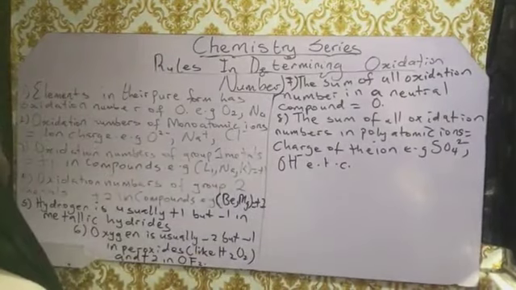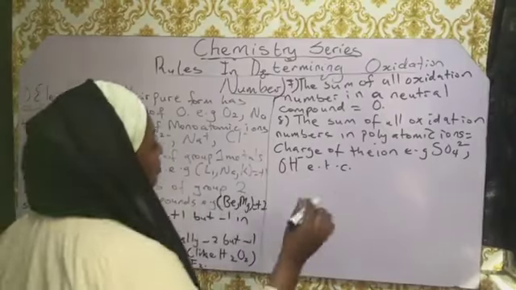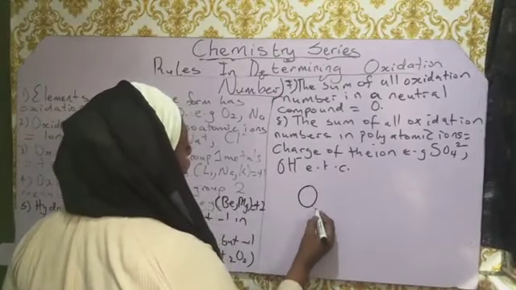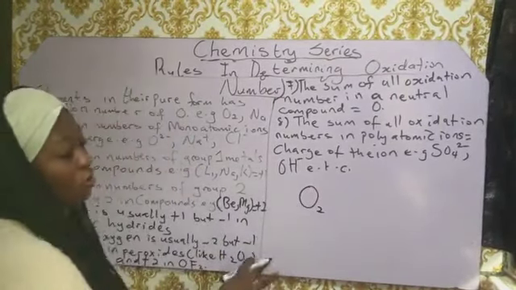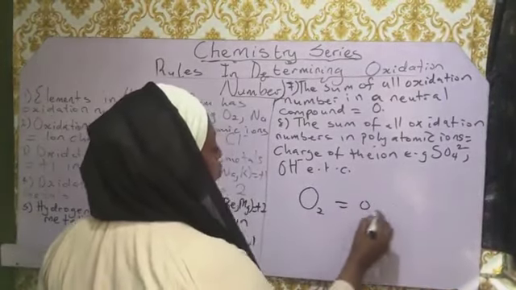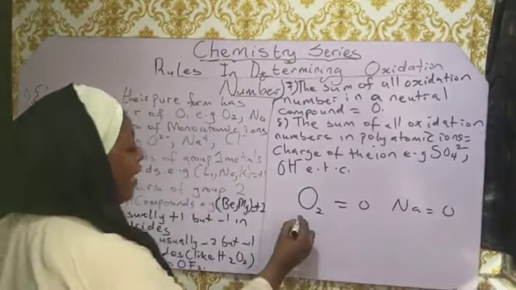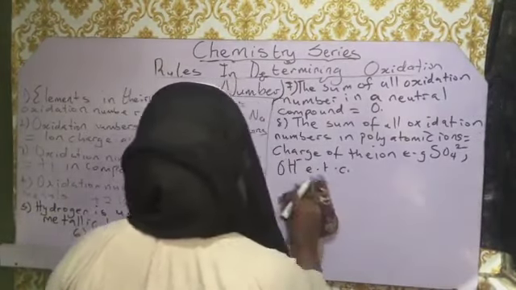Now, let's look at what we have on the board. The first rule states that elements in their pure form have oxidation number of 0. What this simply means is that when you have O2, this O2 does not carry a charge. The oxidation number of this is 0. When you have Na, this does not carry a charge. This is 0. H, this is 0.